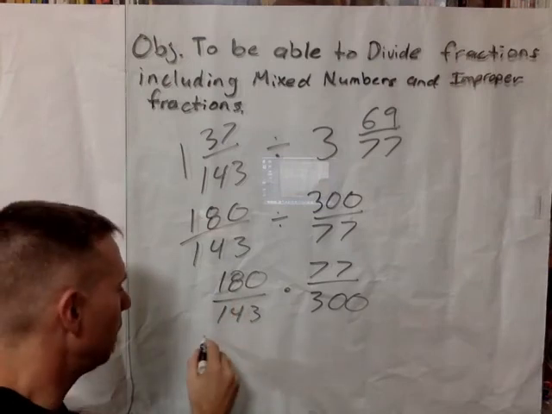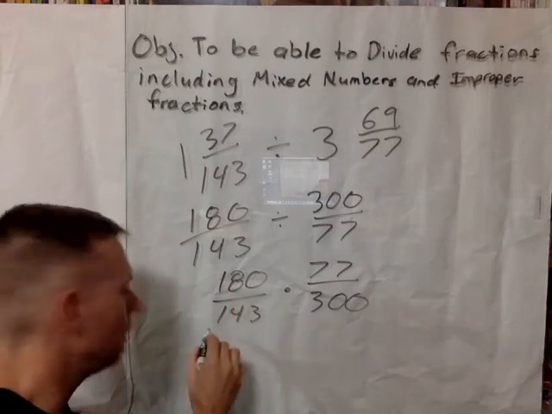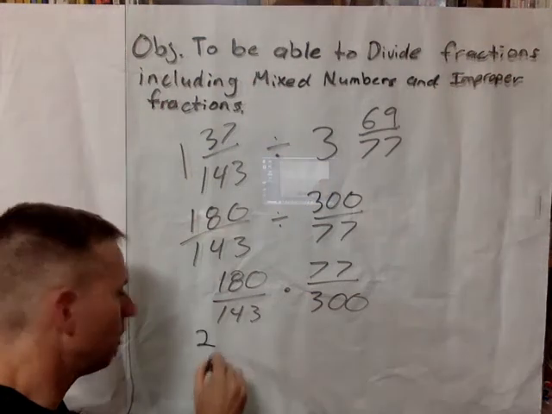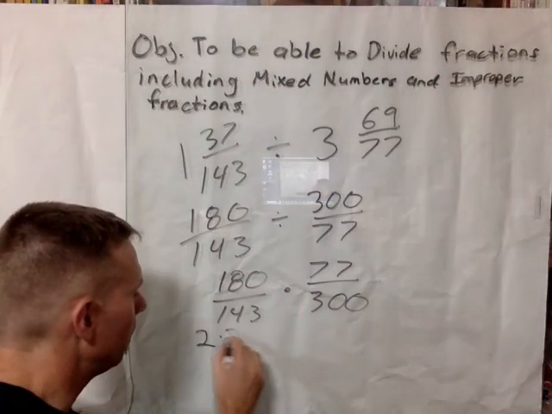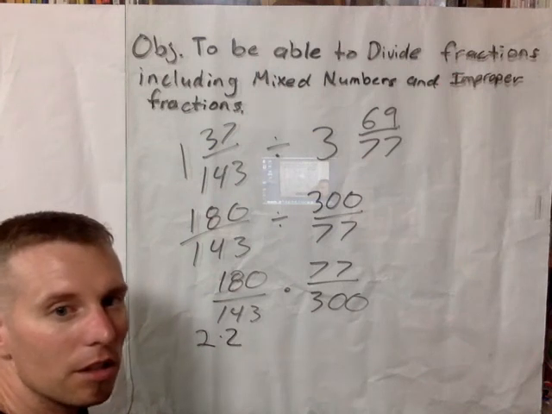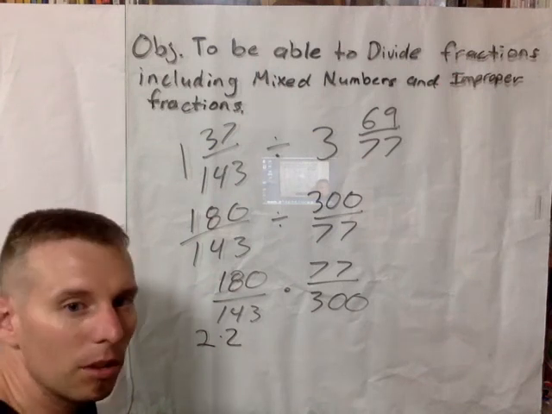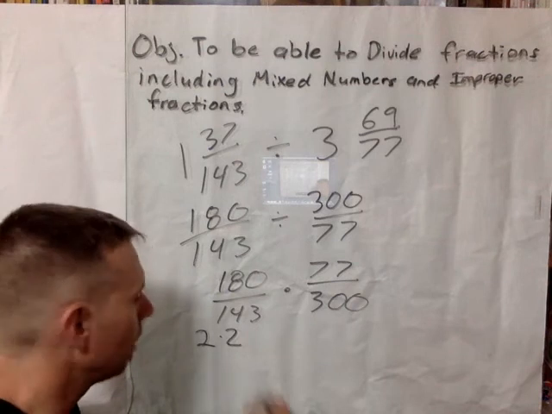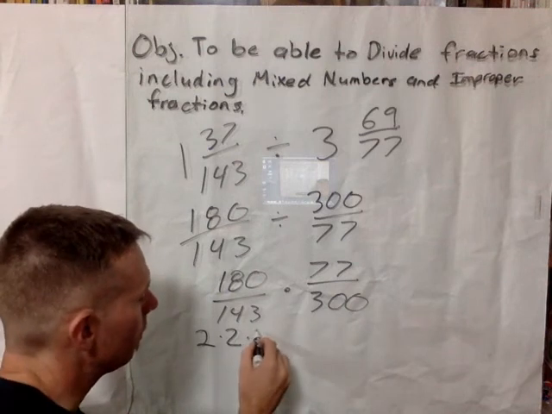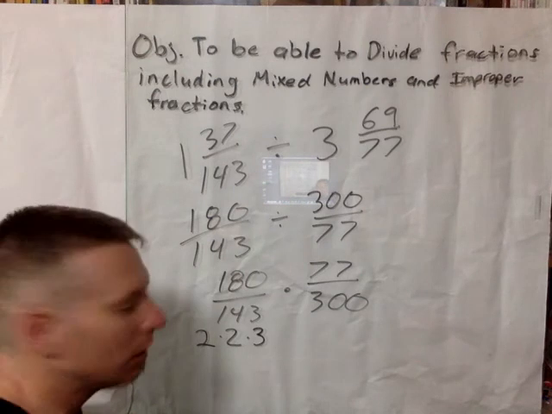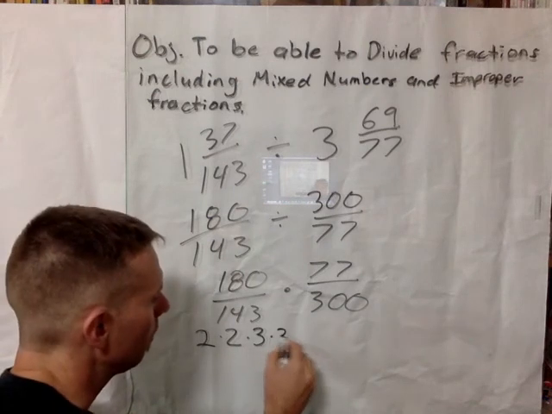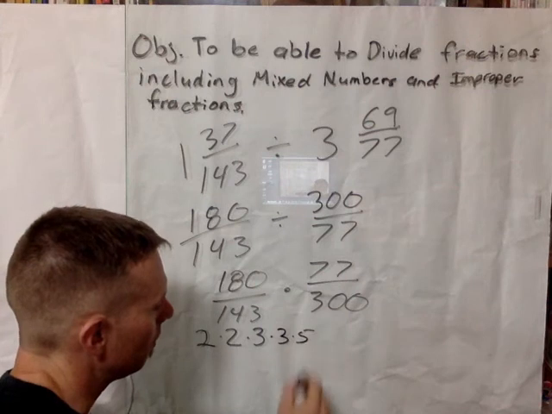180 divided by, I just do it this way, so you can do it in your head easily, right? 180 divided by 2, you've got 90 left over. 90 divided by 2, and you can see how I'm writing these things that I'm dividing by. 90 divided by 2 is 45 left over. 45 divided by 3, you have 15 left over. 15 divided by 3 is 5.